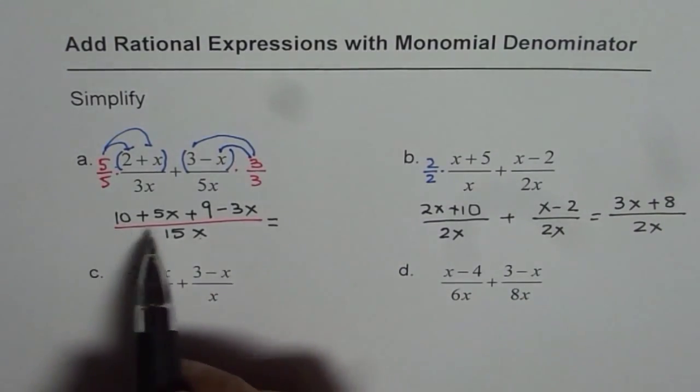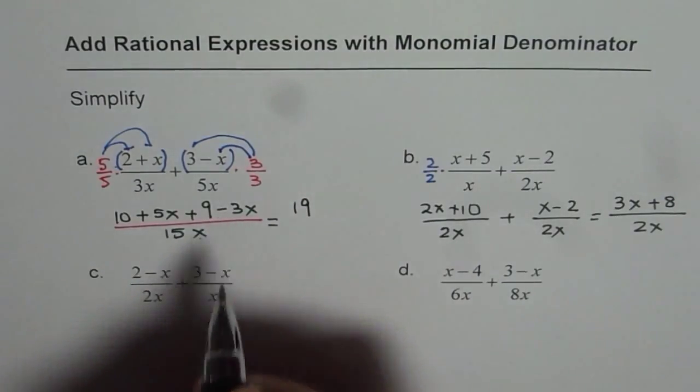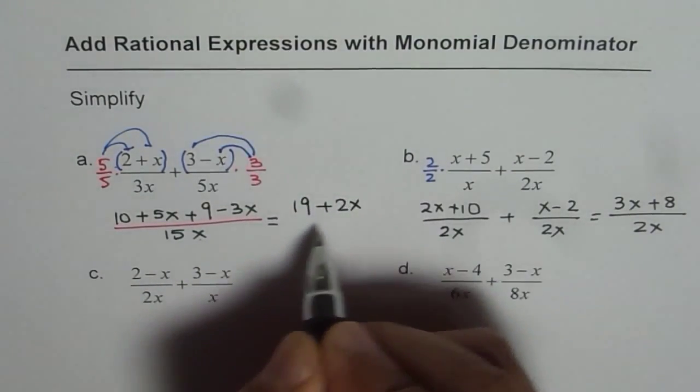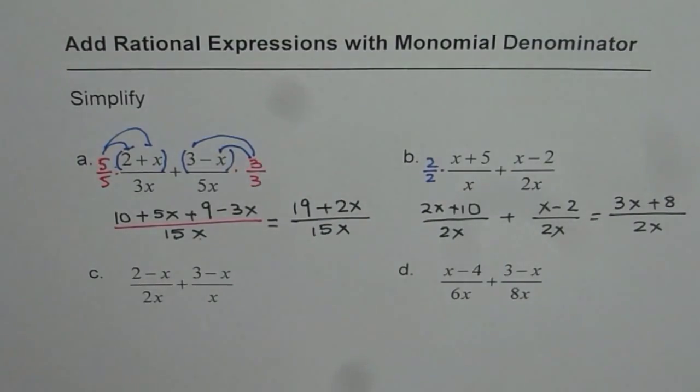Now combine the like terms. 10 plus 9 is 19, and 5x minus 3x is plus 2x, divided by 15x. So these are the steps which you need to follow to add rational expressions.